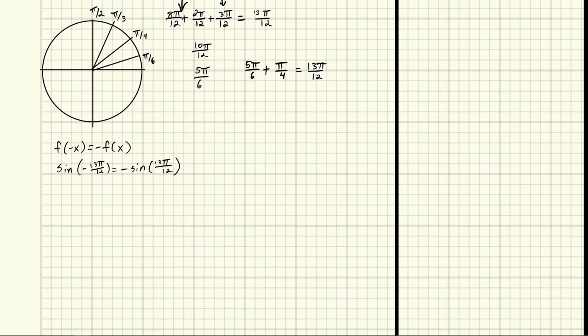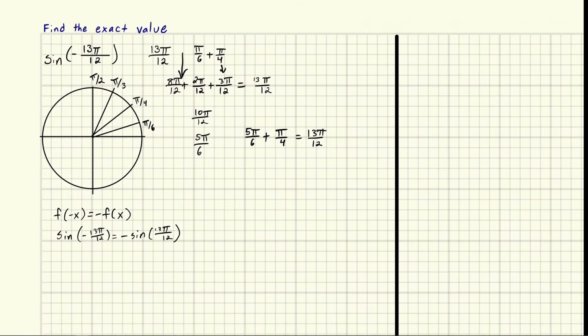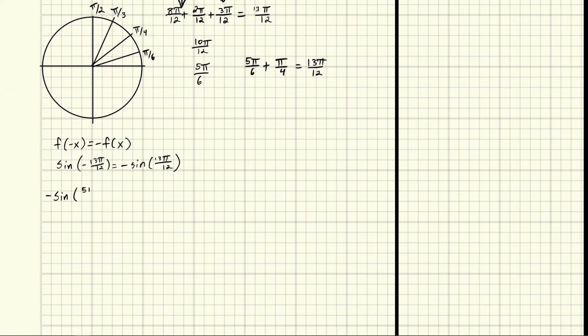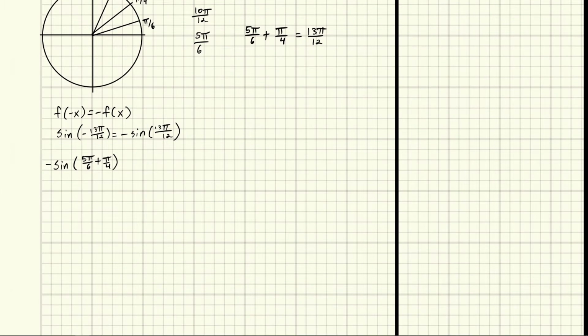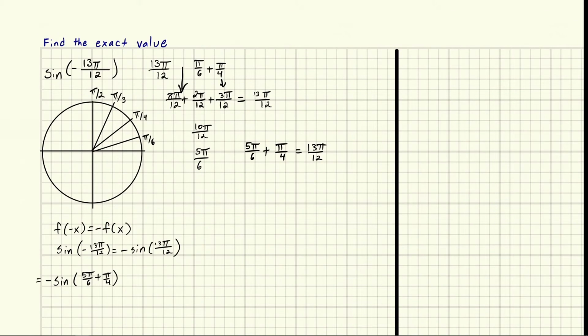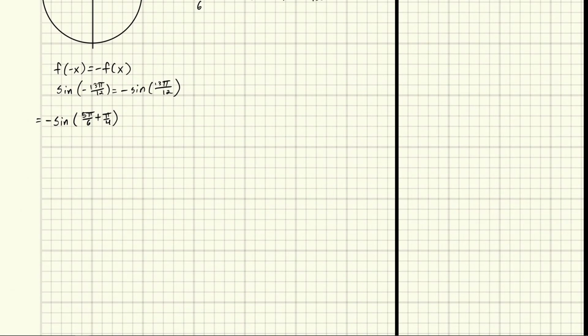So we're going to take this and we're going to use the sum of angles identity, because what we're saying is negative sine of 5 pi over 6 plus pi over 4 is now our equivalent statement. We're saying that it's equal to our previous statement of sine of negative 13 pi over 12, using a couple identities and some clever movement. So now we're going to use a sum of angles identity. With sine, the sign stays the same. S for stays the same. So we're going to have a plus in the middle.